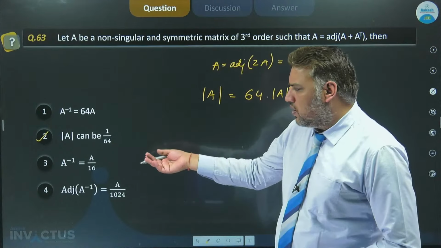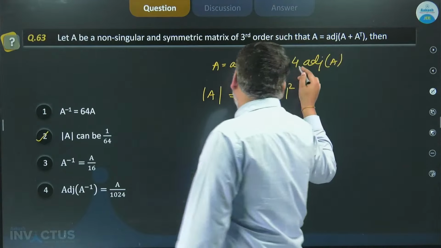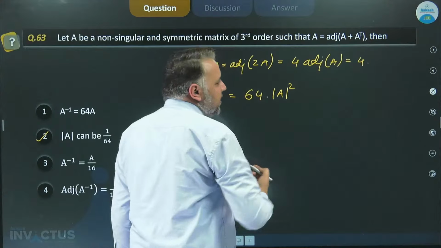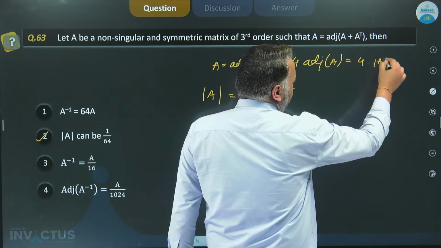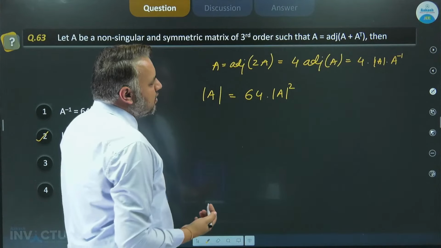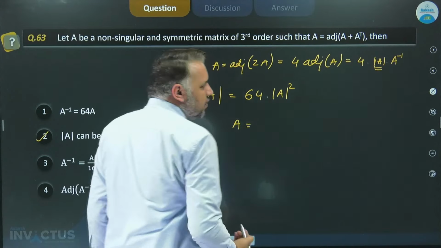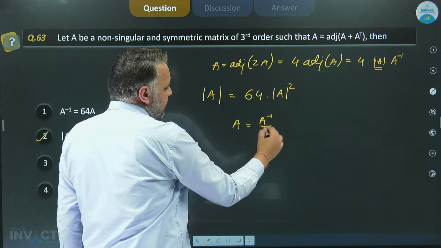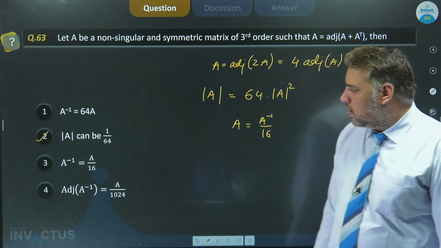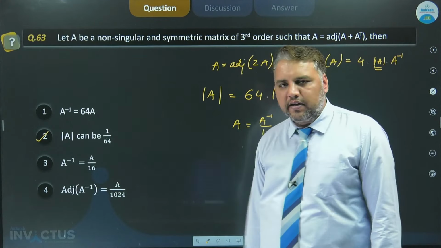Again, if we have to comment on A inverse and A, now you know that A is nothing but 4 times adjoint of A, and adjoint of A can be written as determinant A into A inverse. So from here you can say that A is nothing but, now this is 1 by 64, so A inverse divided by 16. So A inverse is 16 times A. So this is incorrect.